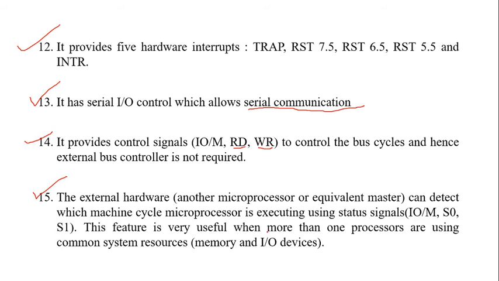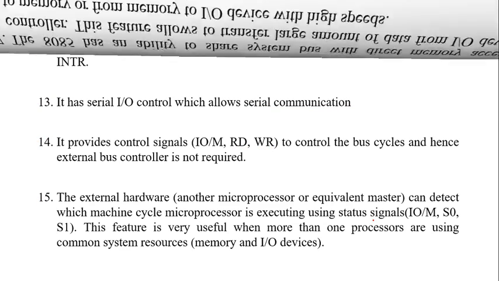This feature is very useful when more than one processor is using common system resources, that is memory and input output devices. So whenever we are using more than one microprocessor, at that time we are going to give an external command, that is S0 or S1, that tells which microprocessors need to execute which type of operations.